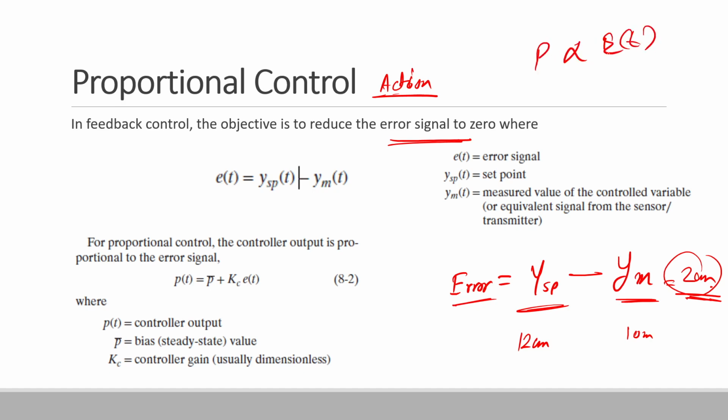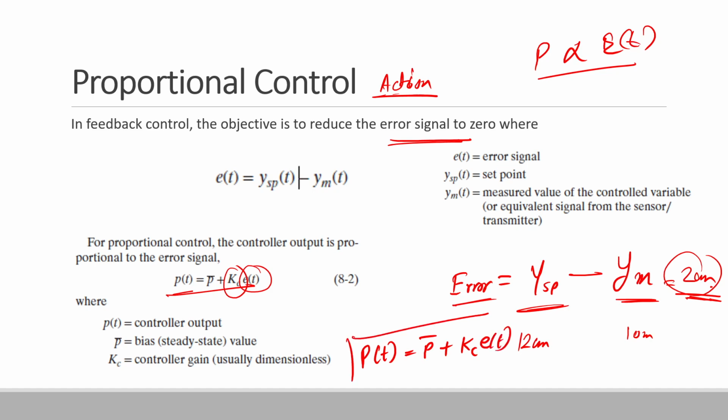On the basis of that, we can write the controller output as this term. That is, the control action is equal to the sum of some constant value, that is the bias value, plus Kc, that is the controller gain, times the error term. So the final equation of the controller output will become P(t) is equal to P bar plus Kc times E(t). This P bar is the steady state value that is usually provided.